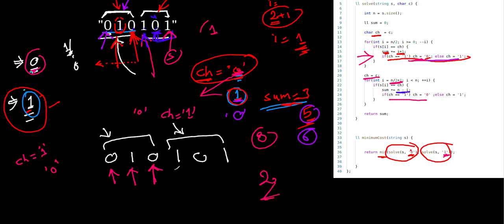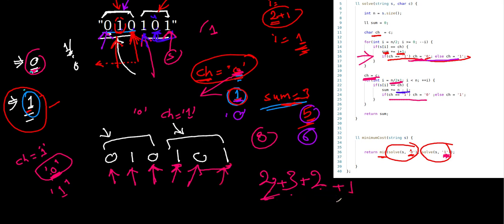Now let's move to the second half. Start from this and we are looking for 1. The cost for this is 3, so 3 plus 3. Now again we started with 1, now we flip it to 0, ch is 0, this is 0, and the cost is 2, so plus 2. Now we flip this, it becomes 1. Is this 1? Yes, so plus 1. 3 plus 3 is 6, plus 2 is 8, plus 1 is 9. This is 9, so the final answer will be 9.